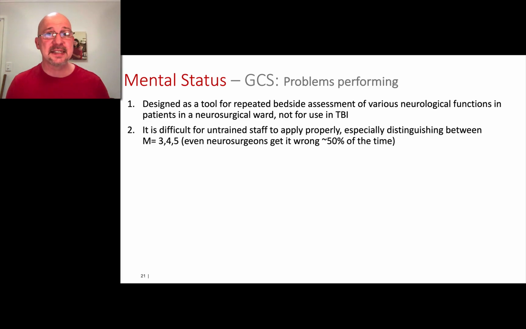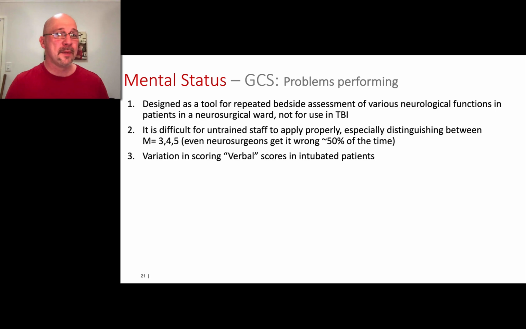If you're an untrained staff, it's very difficult to use. Even neurosurgeons get the GCS wrong 50% of the time. And when you've got a highly selected population like neurosurgeons, who are very, very clever women and men who have trained diligently and are actually really good at what they do, if they're getting this tool wrong 50% of the time, that's a problem with the tool. That's not a problem with the operator. So that's another problem with the GCS.